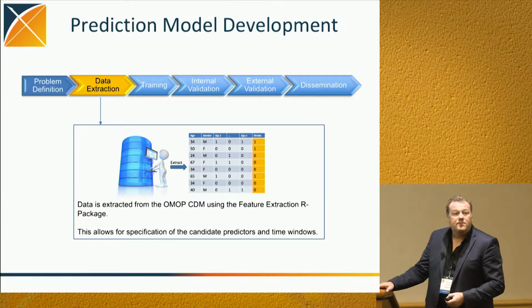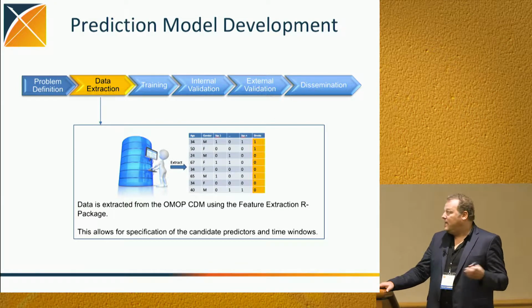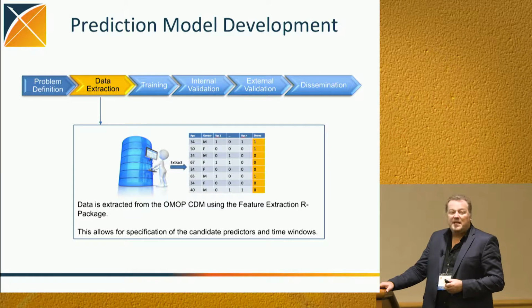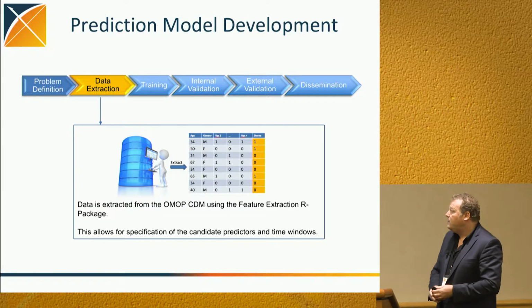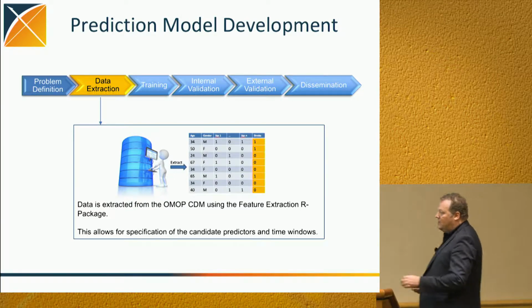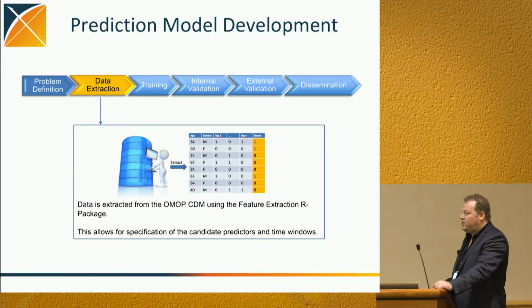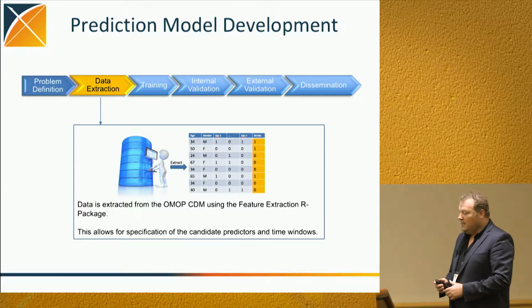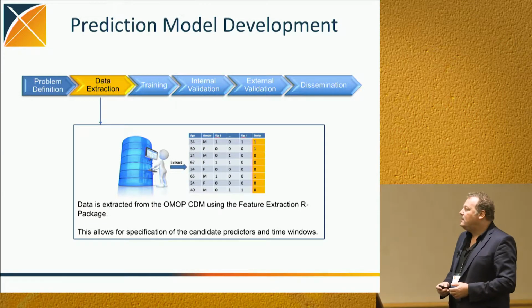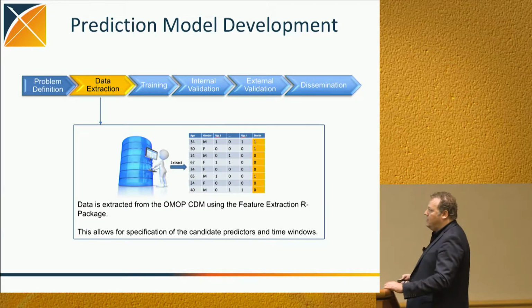Data extraction. So we can build the cohorts in Atlas, and then Jenna will show how to do that. But then we need to extract the data. We need to extract features from all those patients that are in the target cohort to use that data for doing the prediction. And we built a package called feature extraction in R that can help you do that. You can specify which variables you want, in what time windows, and you can extract the data and then use it in the next step, which will be the training.